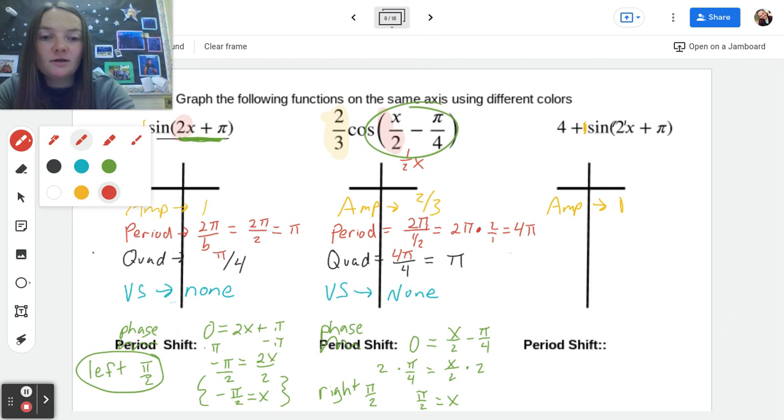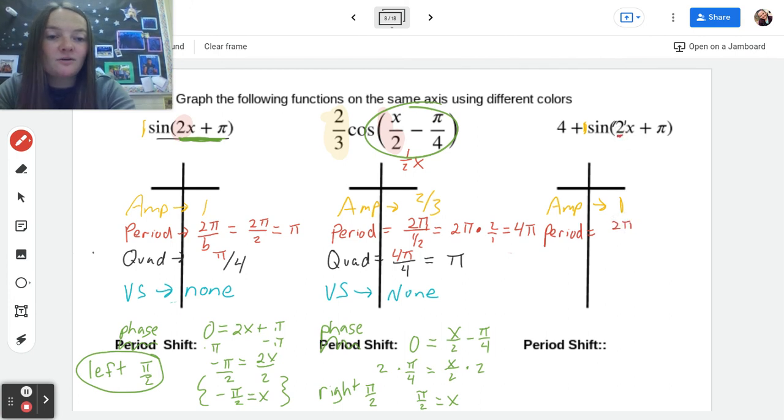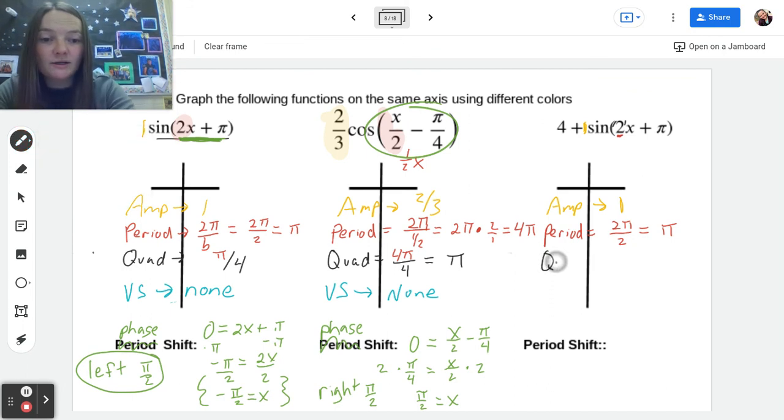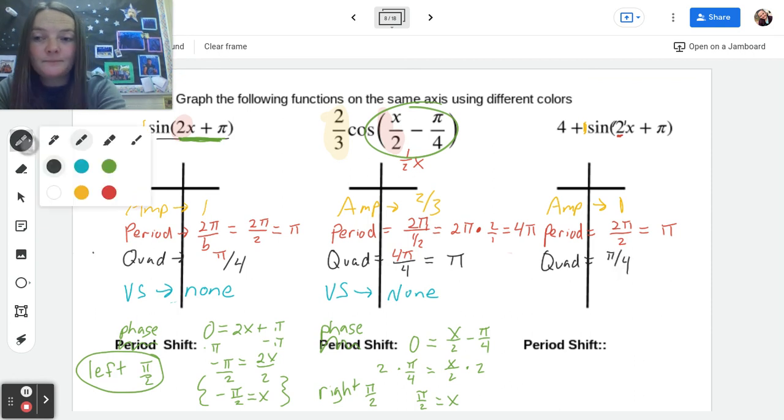To find the period, we're going to take 2 pi and divide it by b. So this is going to be 2 pi divided by the number in front of x, which is 2, giving us a period of pi. To find the quadrant, we're going to take pi, our period, and divide by 4.